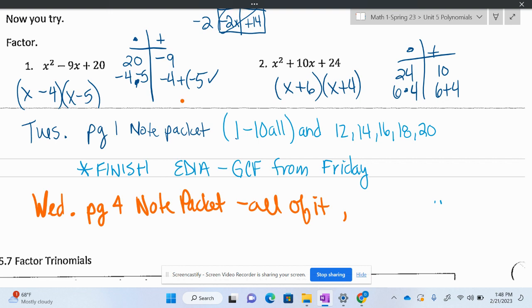Okay. And you also have a Delta Math called factoring trinomials. Now, if we do get together tomorrow, once you guys finish that, I do have another activity because we're going to finish this note packet for sure this week, right? It's a short week, but we'll get through it.